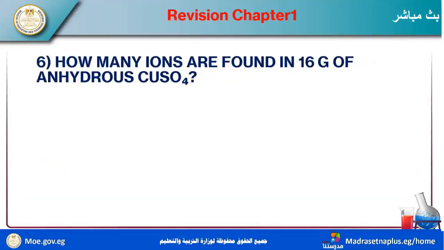Number 6: how many ions are found in 16 grams? Now we have the mass, not the number of moles, not the number of ions, not the number of particles. We have 16 grams of what?